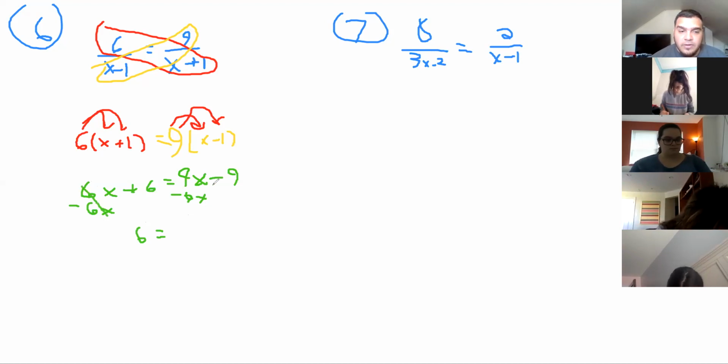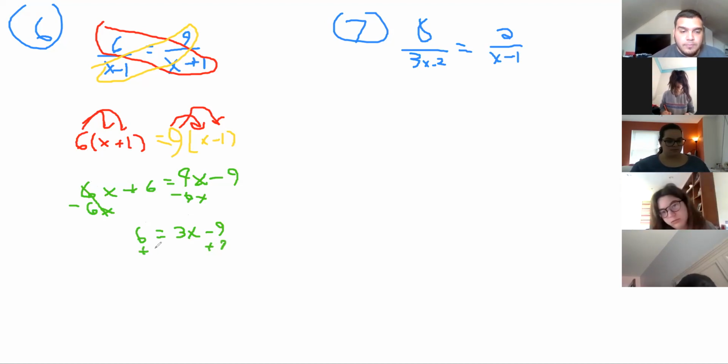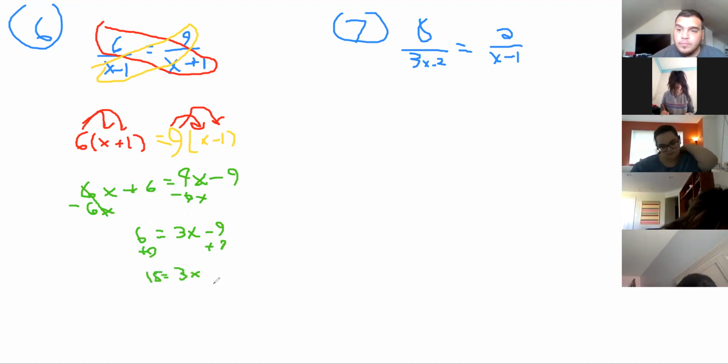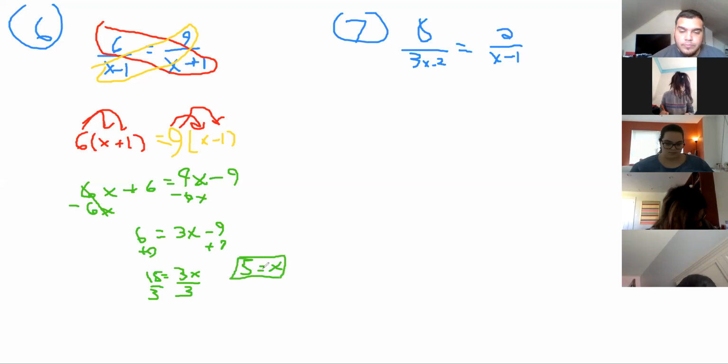6x minus 6x disappears. 9x minus 6x is 3x minus 9. I want to get the x by itself. So I'm going to do plus 9 here, plus 9 here. We got 15 equals 3x. And then we're going to divide by 3, divide by 3. 5 equals x. Okay. So again, same cookie cutter algebra, just so you have to do that cross multiplication first.